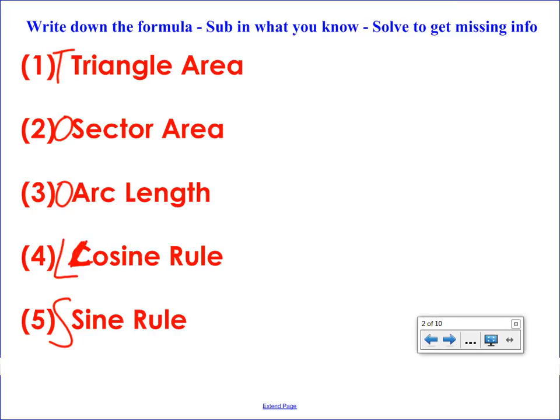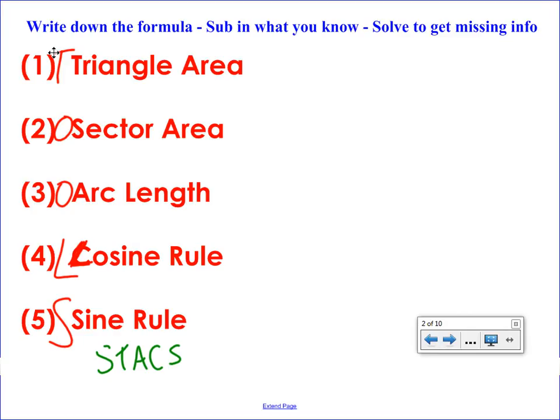But the good thing about having it in this order is that this is a good order to think through which one you might need. So, you're going to look at the problem. Do I need the triangle area? Is there anything to do with triangle areas going on here? If yes, write down the formula, sub in what you know, solve to get missing info. If not, is it about sector area? Is it about arc length? Sometimes it's a good idea when you get to 4 and 5 to think about sine rule first and use cosine rule as a last resort.